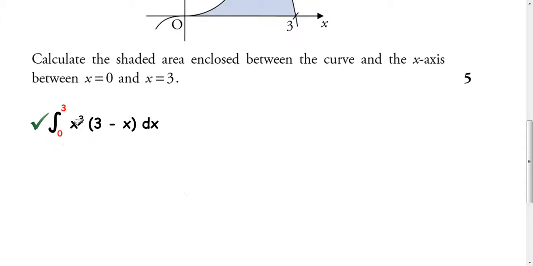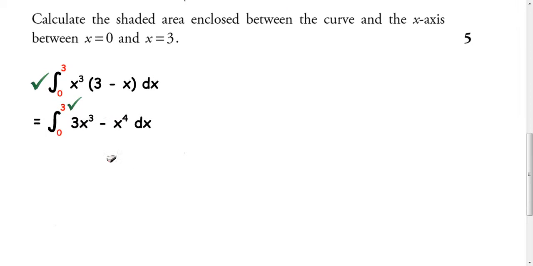Before we can start integrating, we have to multiply the brackets out. So we're going to have 3x cubed take away x to the power 4. Identifying the correct limits, 3 and 0, gets you a mark. So knowing to integrate and just putting the limits in, then you'll get 2 marks out of 5. We now start to integrate, so we need to add 1 to the power and divide. So that's going to be 4 up here and divide by 4.